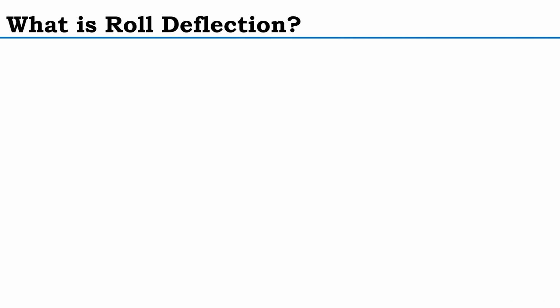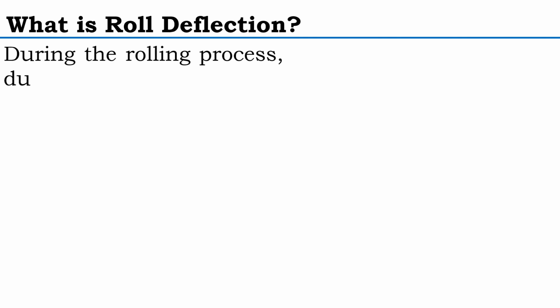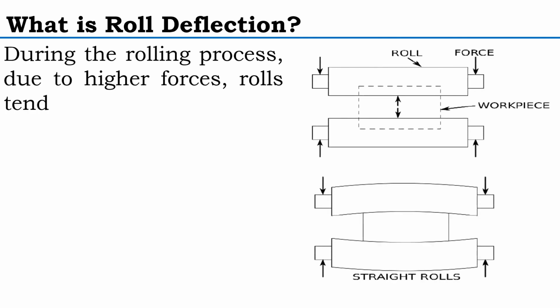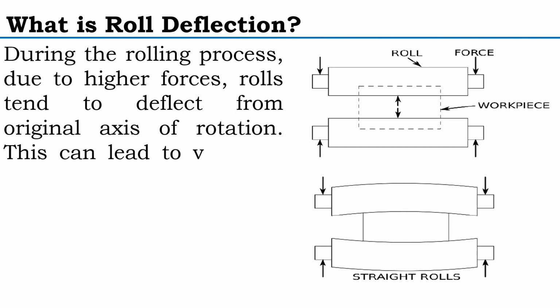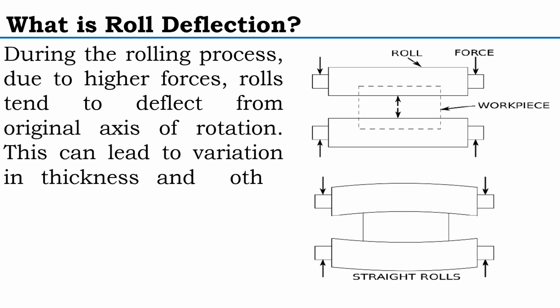What is roll deflection? During the rolling process, due to higher forces, rolls tend to deflect from original axis of rotation. This can lead to variation in thickness and other defects in products.